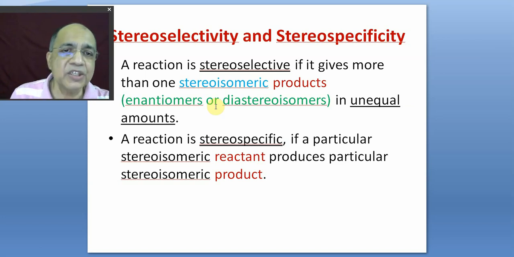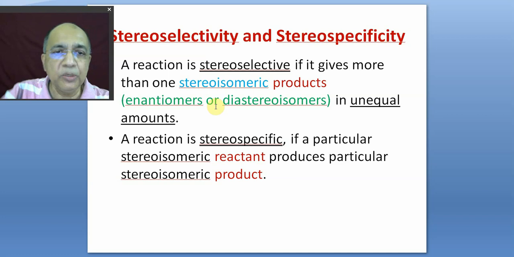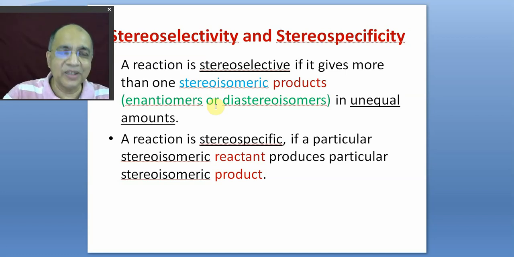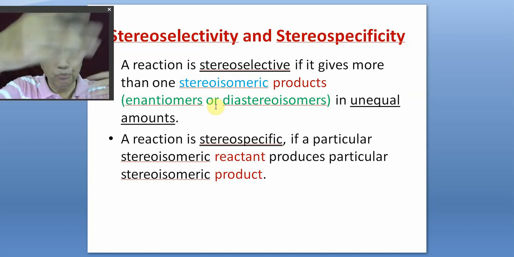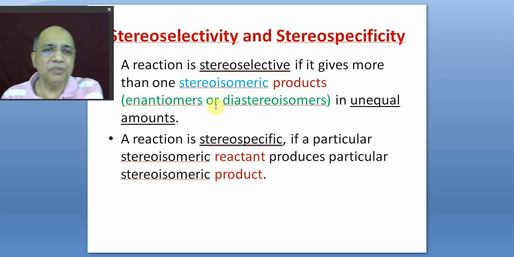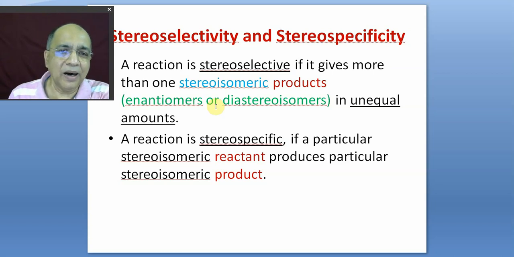A unique stereoisomeric reactant will produce a unique stereoisomeric product. That means the reactant has to be a stereoisomer, and if one stereoisomer gives this product, then the other stereoisomer gives that product. So both the reactants are stereoisomers, mostly diastereoisomers, and the products are also diastereoisomers. But reactant and product, they are different.